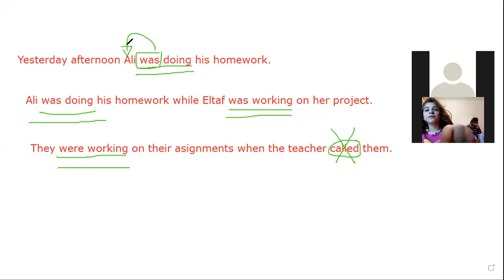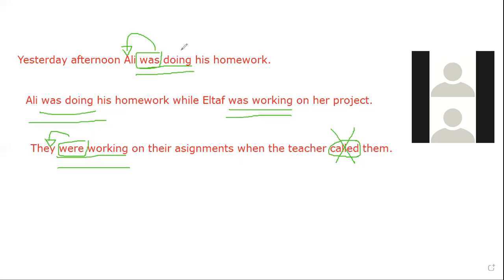Since Ali is singular. So you have to keep in mind that I need a helper when I want to form the past progressive. Please, Aline and Amal, pay attention, okay? So we have to use was or were. Was for the singular subjects and were for the plural subjects. If you notice down, we said they were. They is plural, so we use were. When I have a singular subject, we use was. When I have a plural subject, we use were.